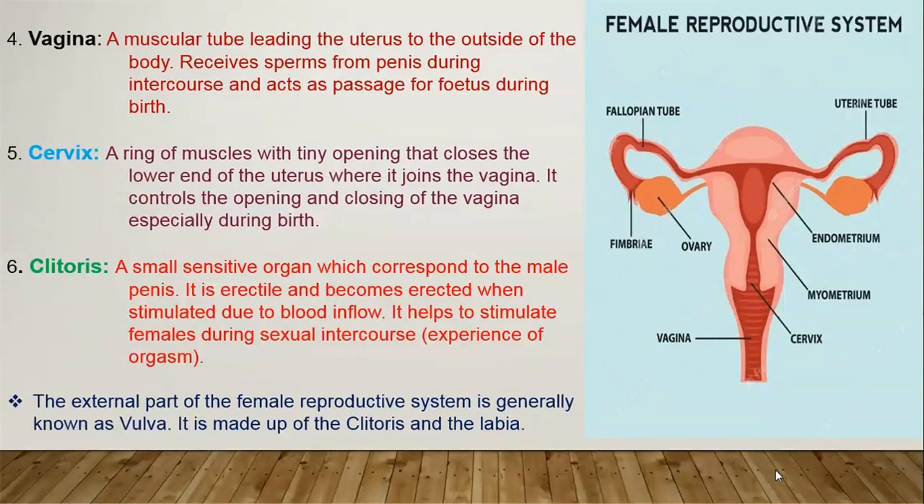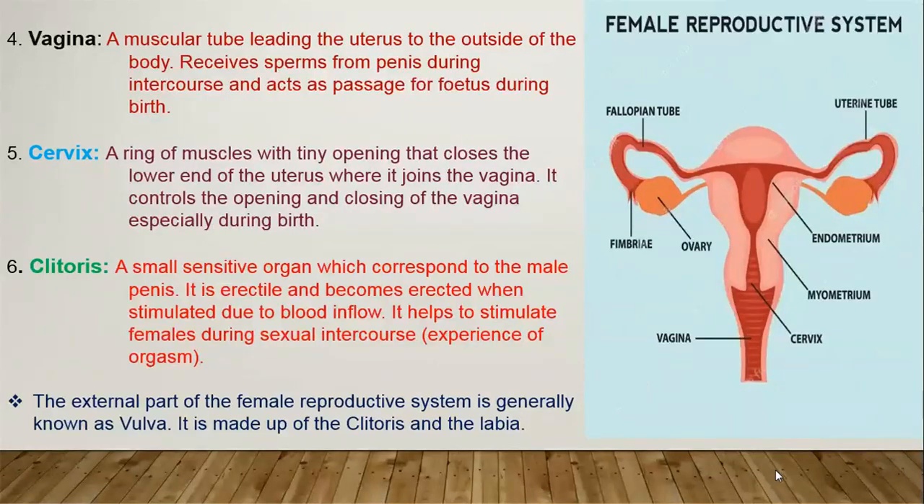It is a ring of muscles with a tiny opening that closes the lower end of the uterus where it joins the vagina. It controls the opening and closing of the vagina, especially during birth. So when a woman is pregnant, the cervix is locked up to ensure that there is no coming out of the baby when it's not yet time. But when it's time, it opens up to allow the baby to come out. So just try here, locate the cervix. It's like a door. Okay.